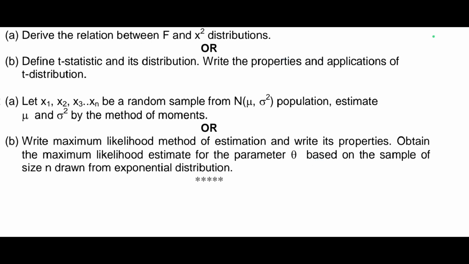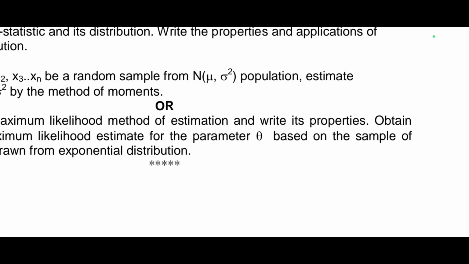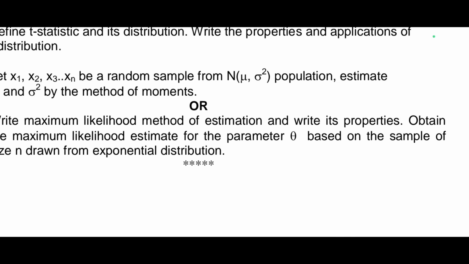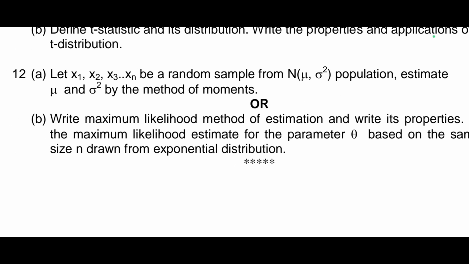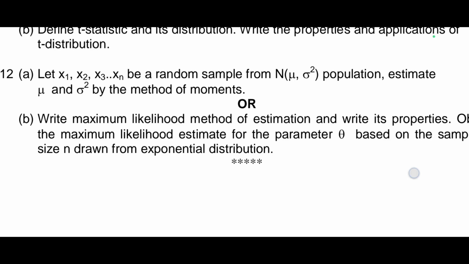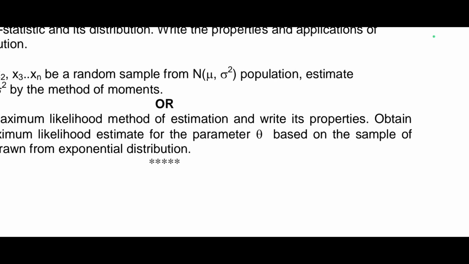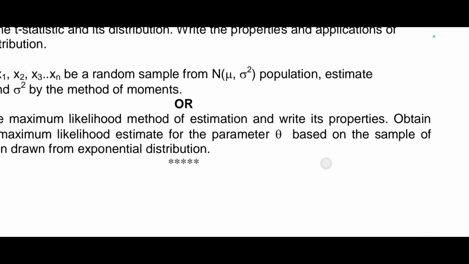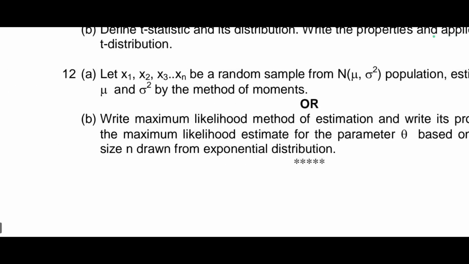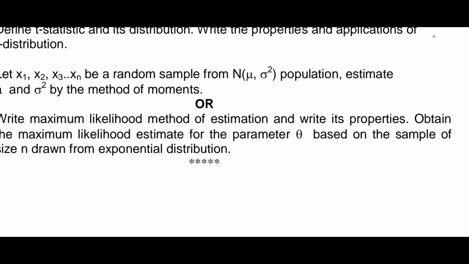Important questions, that is: Let x1, x2, x3, and so on, xn be a random sample from a normal population, and estimate mu and sigma square by the method of moments. Write the maximum likelihood method of estimation and its properties. Obtain the maximum likelihood estimate for the parameter theta based on a sample of size n from the exponential distribution.